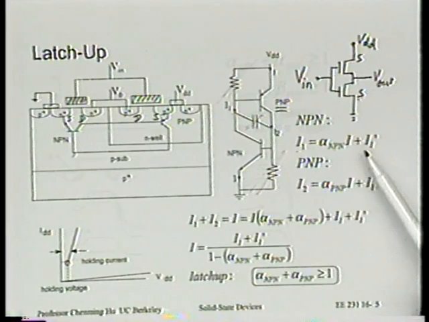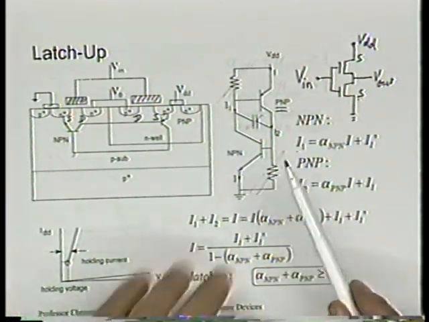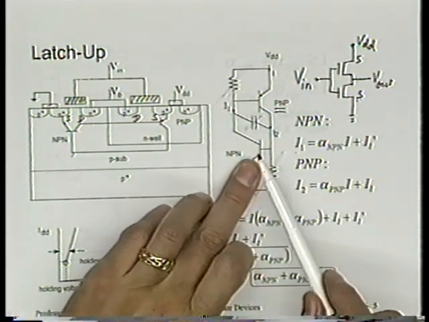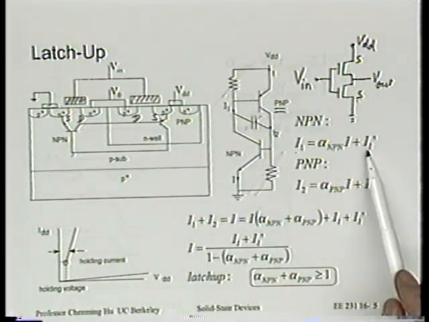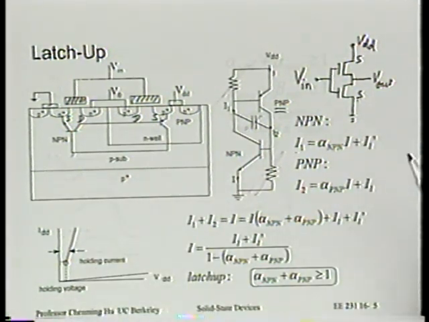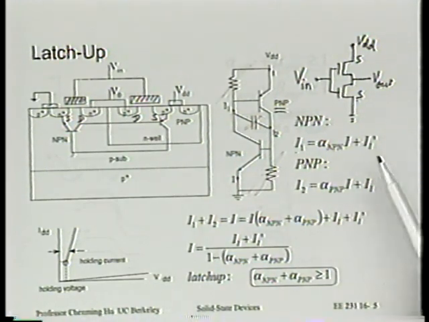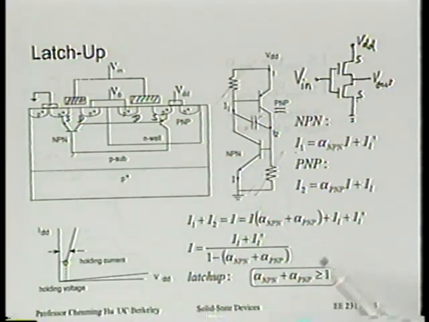And what is this IL prime? IL stands for leakage. Even if we did not have any emitter current, the collector will still have some leakage current just because it's reverse biased. There's always some leakage current. You will see why we want to carry that. This may be only picoamperes, so it's not too important in this equation, but we just want to leave it there, even though it's very small.